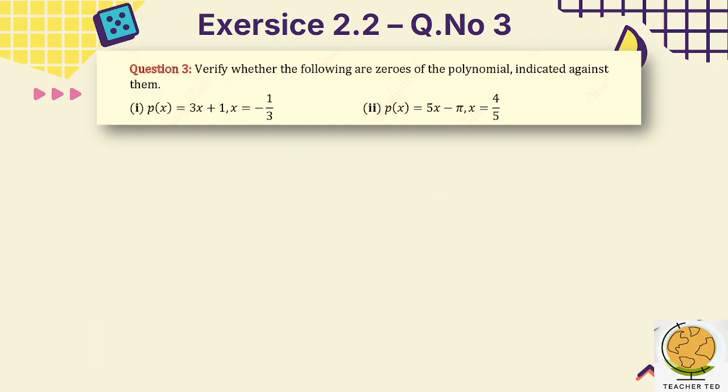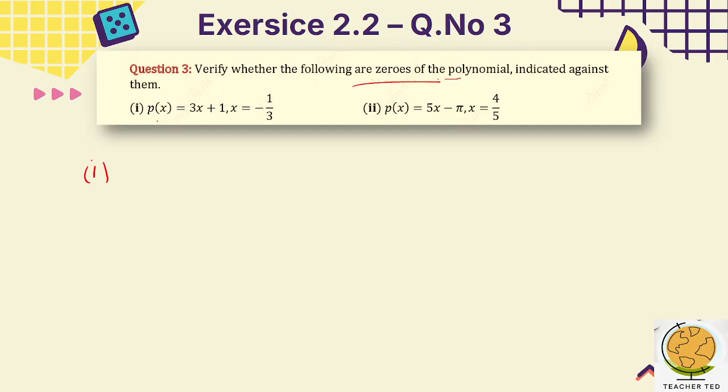Let us start with question number 3. So we need to verify whether the given values are zeros of the polynomial, and if they are, just indicate with them. So this is the question. So I'll take up the first problem.